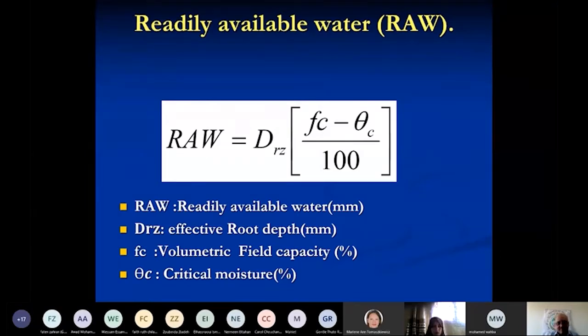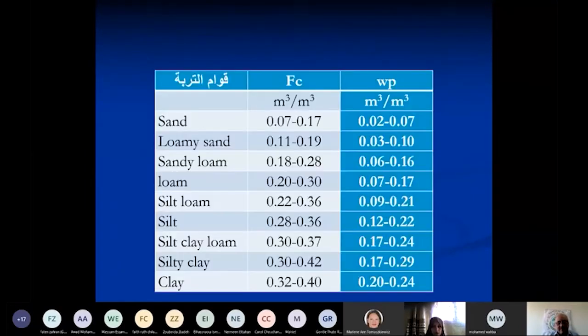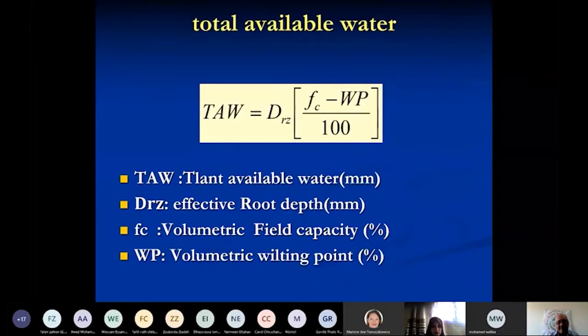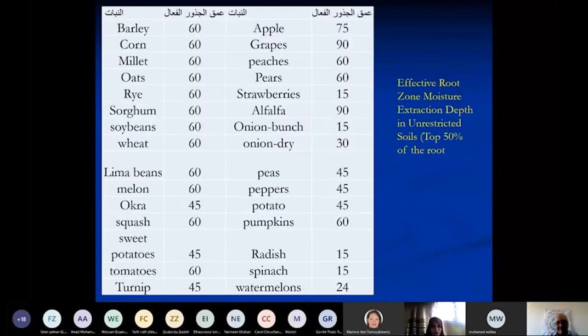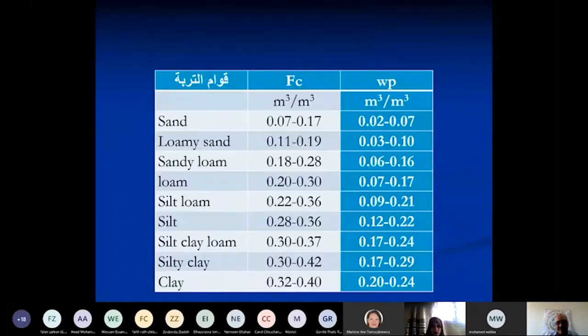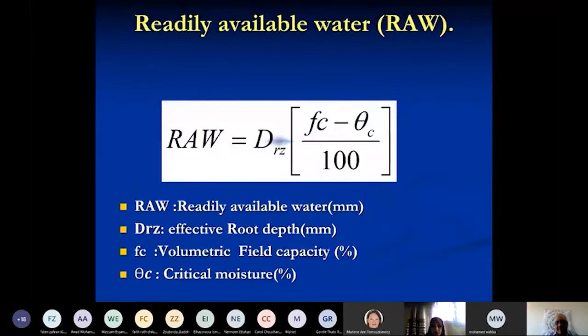So total available water is the water available to the plant. Theoretically, we can say that the plant, if we start at field capacity, can absorb all moisture until we get to the wilting point. But in fact, we never do that. In irrigation, we allow the plant to consume only part of the total available water.